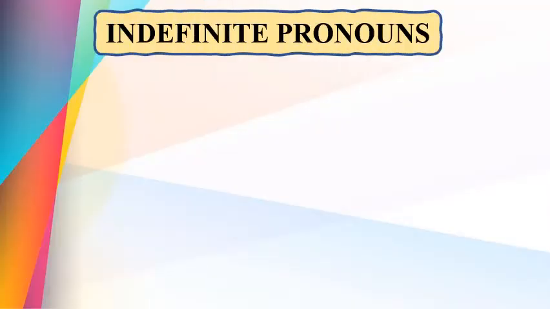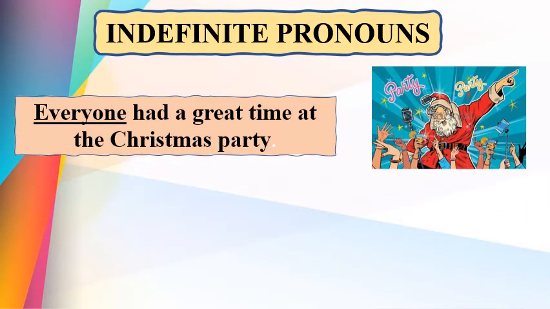Let us proceed. Now I have the indefinite pronoun. That is the next type of pronoun. What are indefinite pronouns? We will again understand it with the help of an example. Here you can see a Christmas party is going on, right? Everyone had a great time at the Christmas party. Everyone. We are not specifying someone, any particular person.